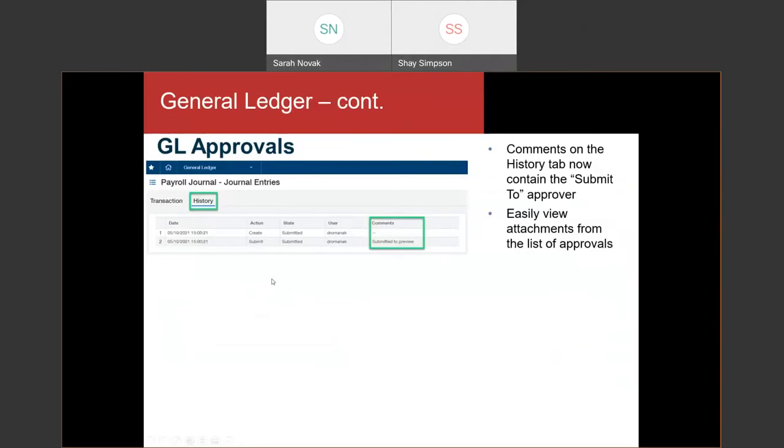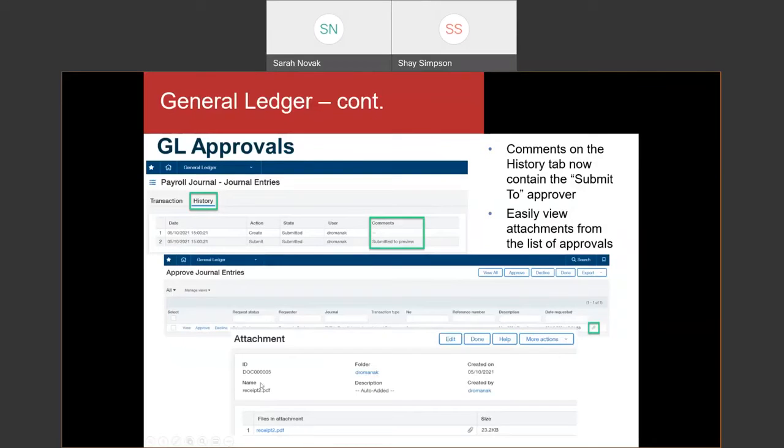All right, so now within our journal entry approvals, if I have gone in and submitted a journal entry and I am waiting on it to be approved, I can come out here under my history and see who it's been submitted to. So basically I know who I am waiting on. It's been submitted and I'm waiting on this preview user to approve it.